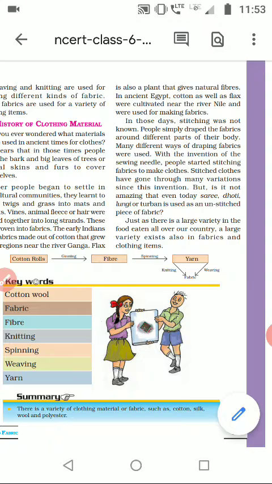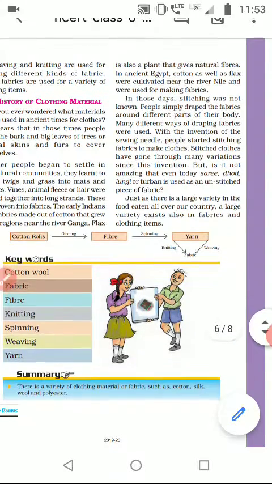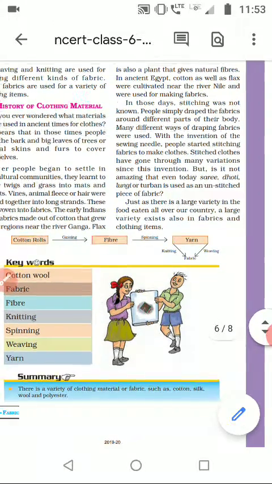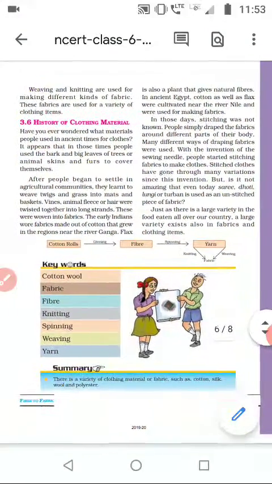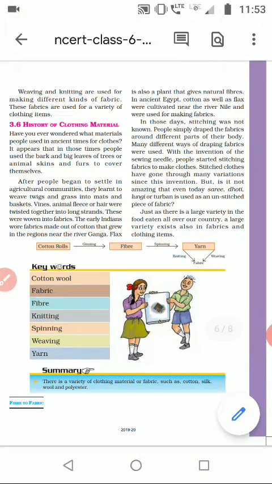So this is how clothing in our country and in the world developed, and today we see that there are different kinds and varieties of designing and fabric available.